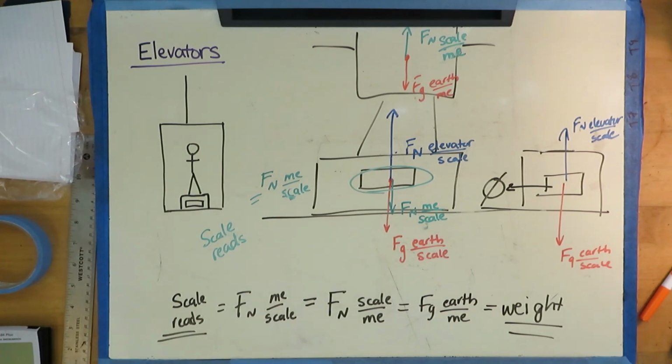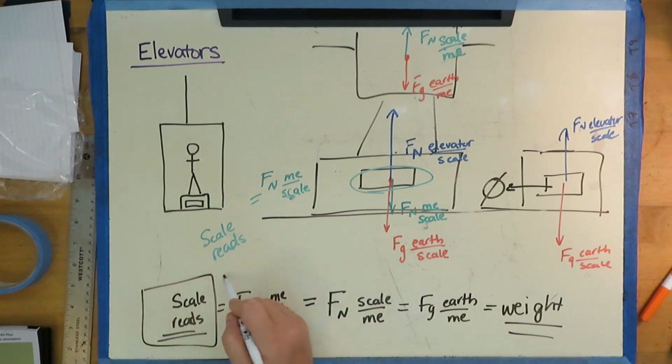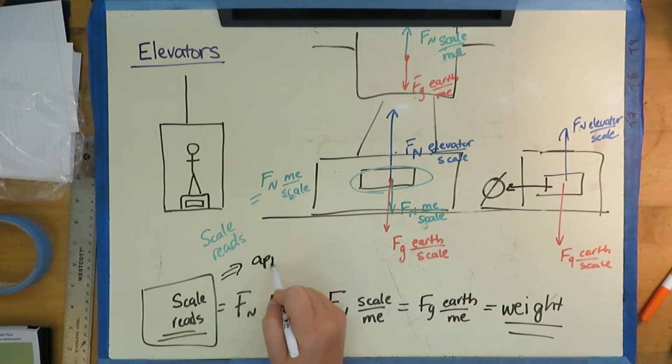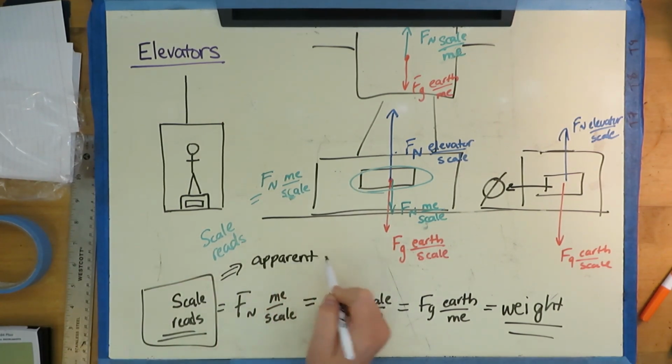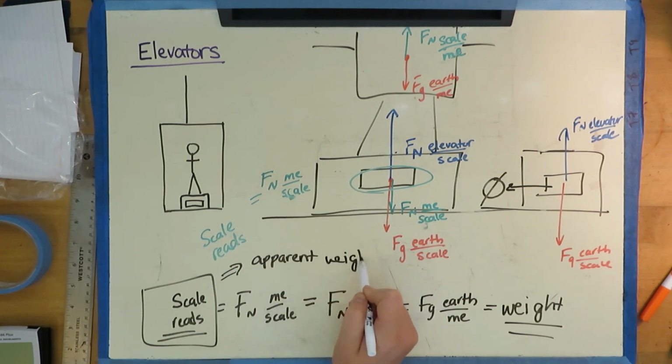So the scale doesn't actually read our weight. The scale, we assume, is giving us our apparent weight. And we are hoping that our weight is equal to our apparent weight when we step on a bathroom scale. So that's kind of our setup here. Now let's look at elevators.